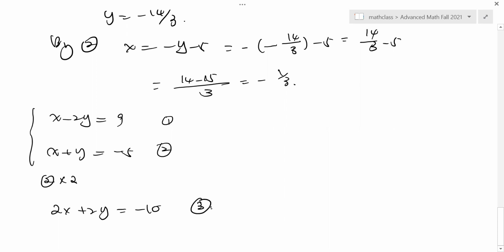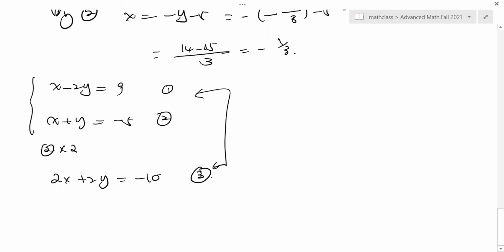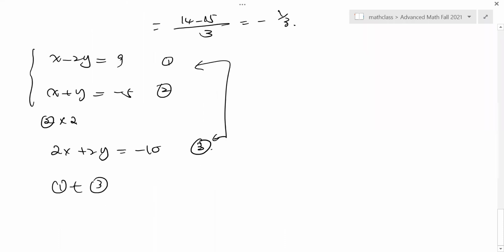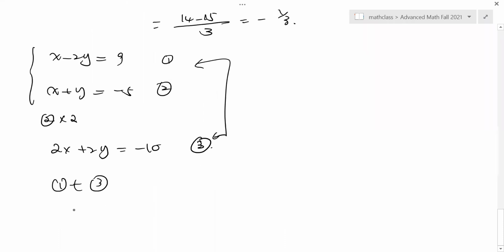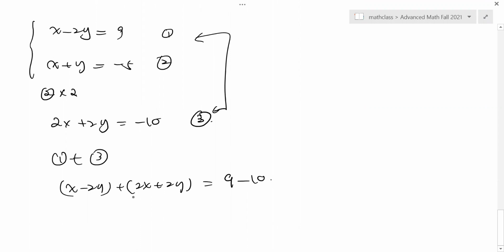Then you just work on those 2 equations. You modify the second equation. So you get equation 1 plus equation 3. Then you get x plus 2x, plus 2y, and 9 plus 10. So y is gone. So 3x is going to be -1. So x equals -1 over 3.